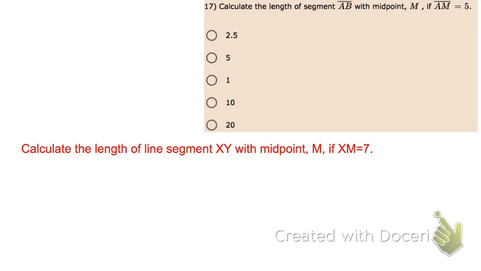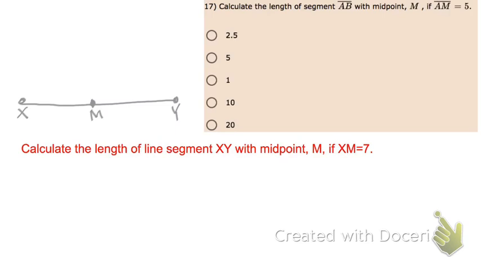For 17. Okay, so when they give you something like this without a picture, you need to kind of visualize what's happening and draw yourself a picture, and hopefully then it would be more clear. So I'm going to do an example in red here. It says calculate the length of line segment XY, with midpoint M. So I'm going to draw an XY. Call this X, call this Y, and it says there's a midpoint, so right there in the middle about is M.